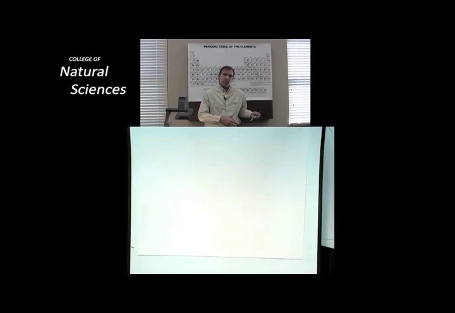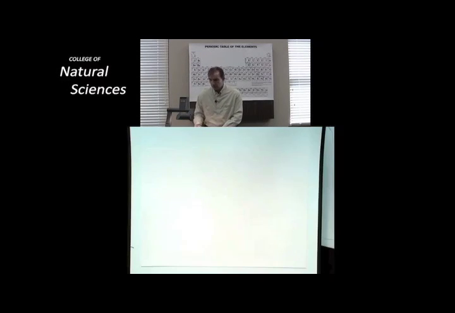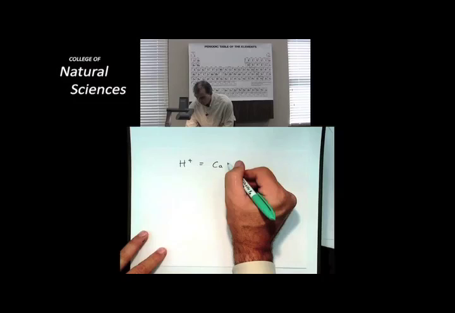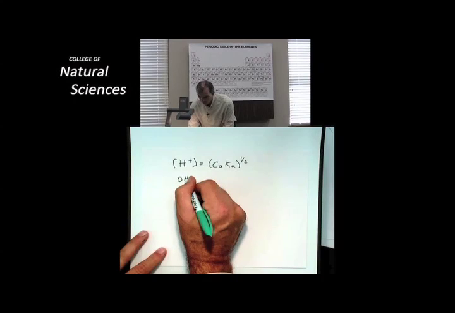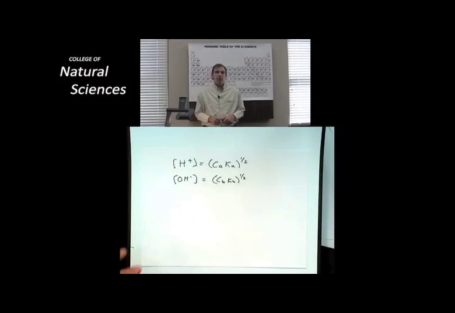So now, armed with yet another giant set of timeouts to explain all of the background, let's do the calculations. I'm going to do the weak base calculation and the weak acid calculation. There they are. H plus is (Ka Ca) to the 1/2. OH minus is (Kb Cb) to the 1/2. What? That's it? Yeah, that's the calculation for a weak acid and a weak base.